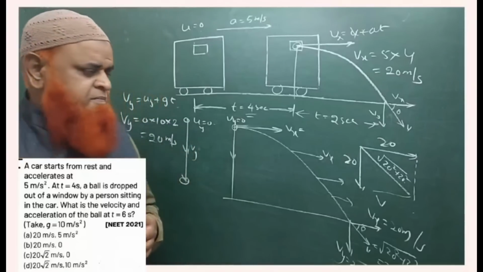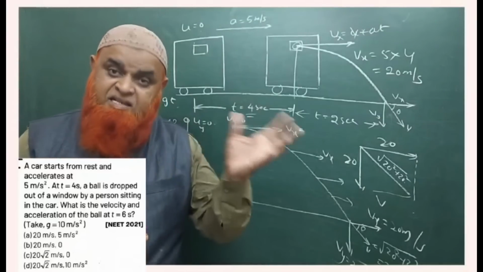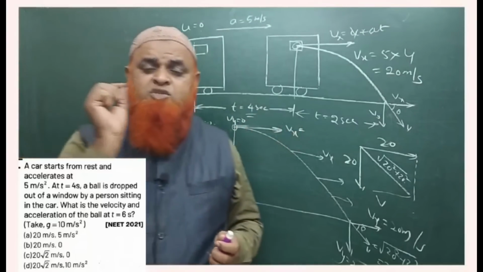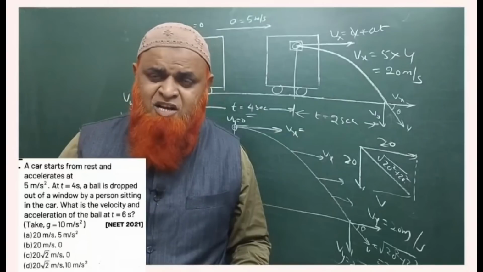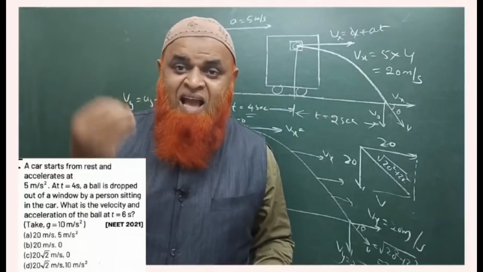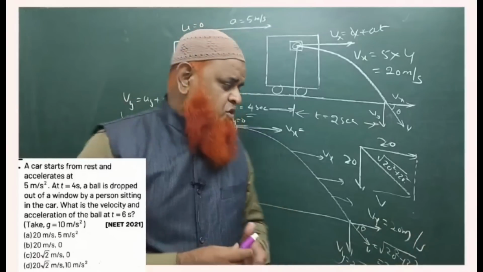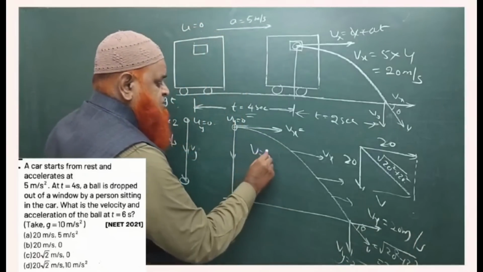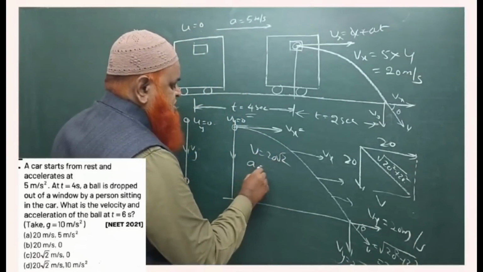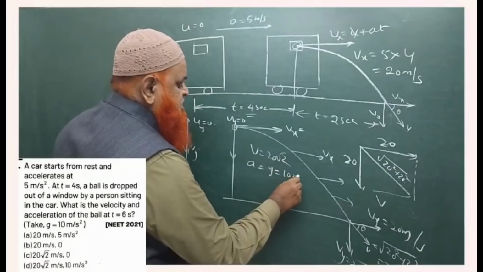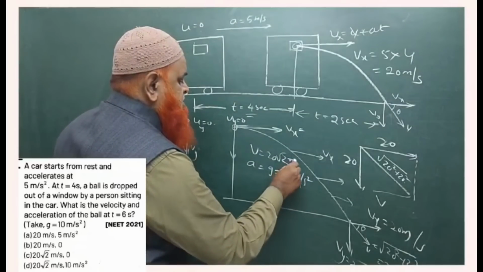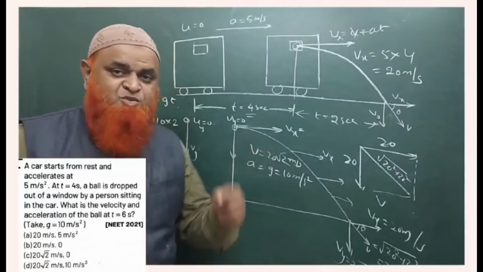It's a beautiful question. He's asking us to find acceleration also. Once a ball is thrown, what should be the acceleration? Acceleration is nothing but acceleration due to gravity. That's it. So we got the velocity as 20 root 2 and acceleration is g, which is taken as 10 meter per second square. Hope you have understood this question.